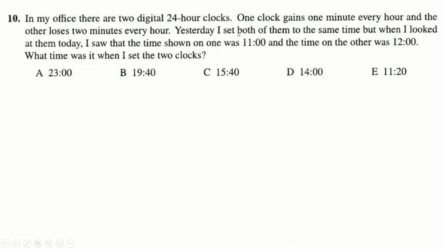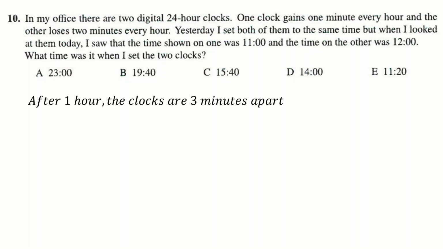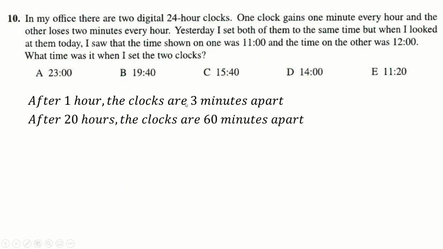And apparently you set them at the same time, and then at some point one is exactly an hour ahead of the other one. Now every hour that these clocks are on, one gains 1 minute, the other loses 2. So every hour the clocks fall 3 minutes further apart, because one goes ahead by 1, the other behind by 2, which means we want the clocks to be 60 minutes apart. So let's times this up by 20 to get 20 hours the clocks are 60 apart. So that's the first thing to find out, is that after 20 hours the clocks drift apart by an hour.